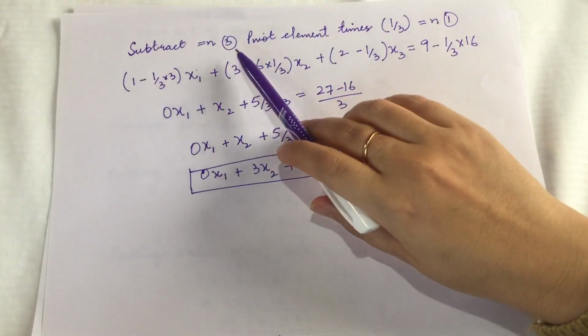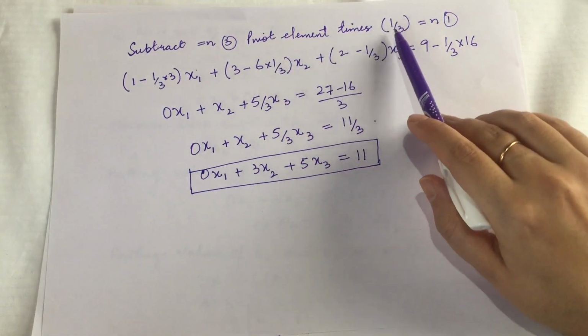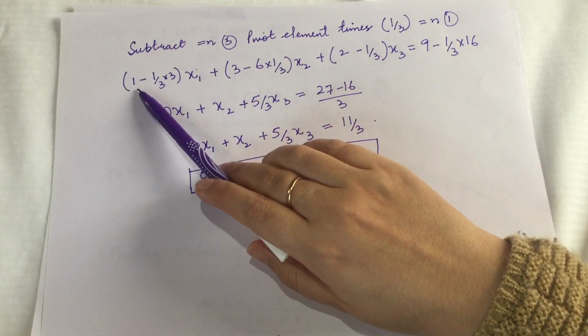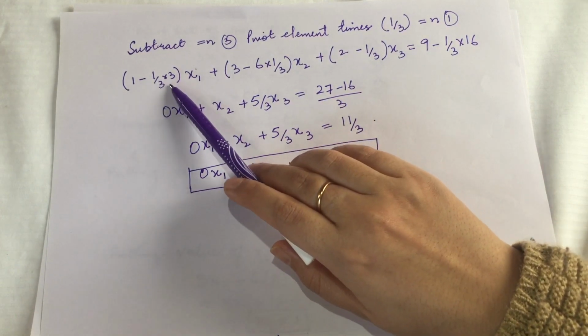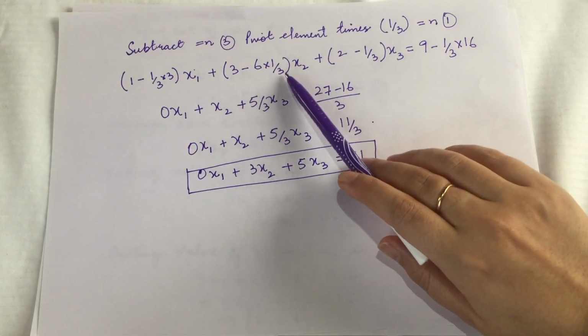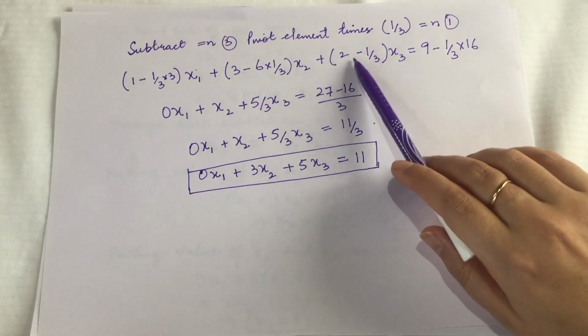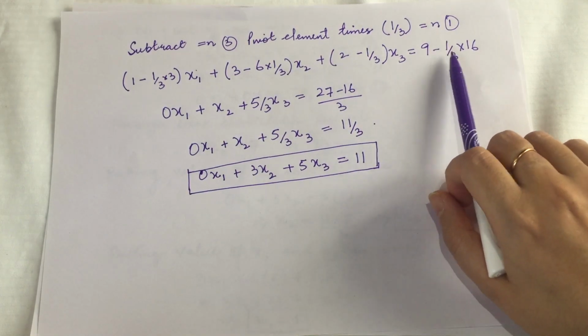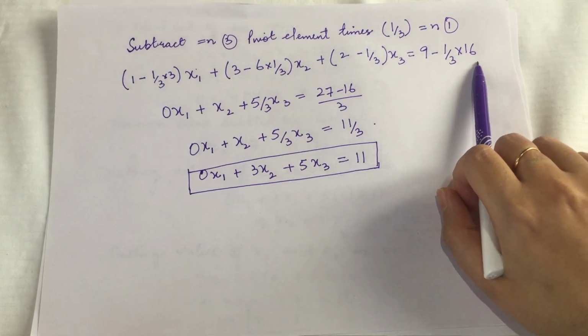So we subtract from equation third the pivot element, 1 by 3 times equation 1. So when we are doing it, it will be equivalent to 1 minus 1 divided by 3 multiplied by 3 x1 plus 3 minus 6 multiplied by 1 by 3 x2 plus 2 minus 1 by 3 x3, that will be equivalent to 9 minus 1 by 3 multiplied by 16.